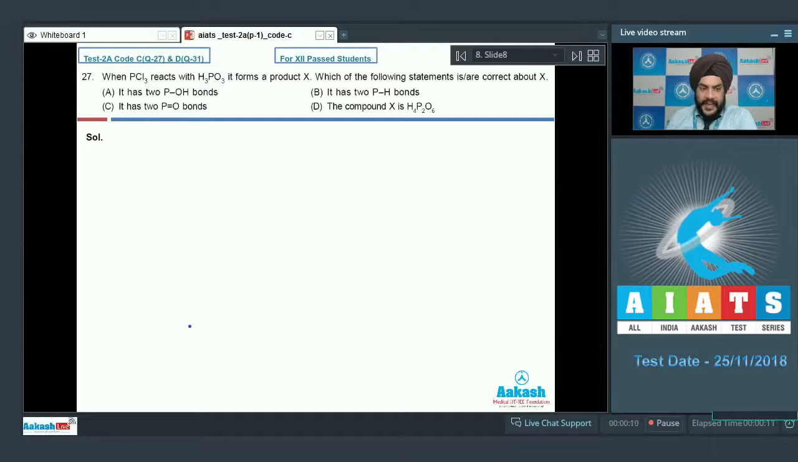So students, let's start with the next section. This section contains 4 questions. Each question has 4 options, out of which one or more than one option may be correct. So let us look at the first question in this section, question number 27.